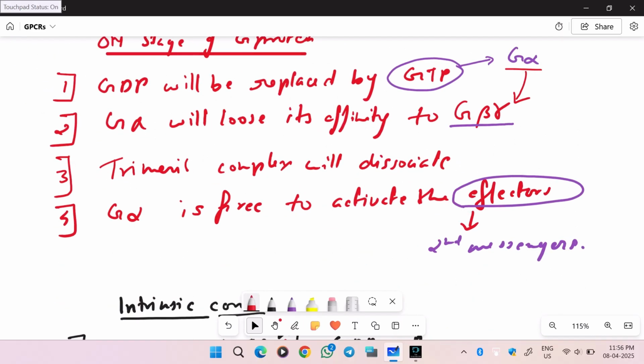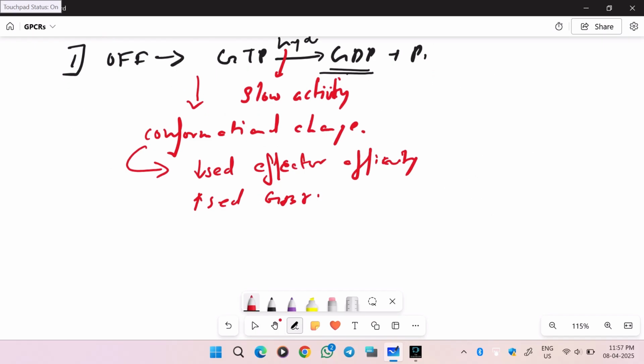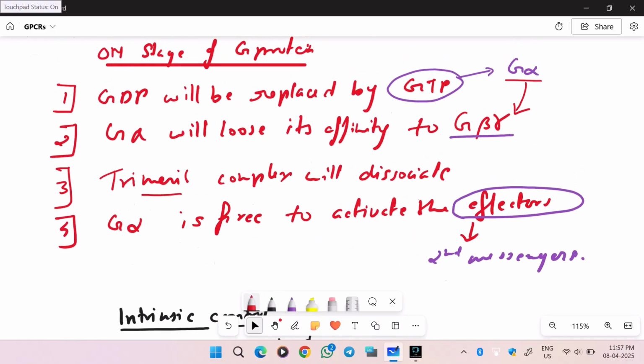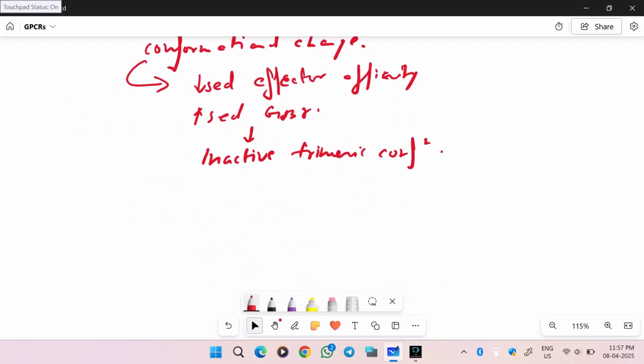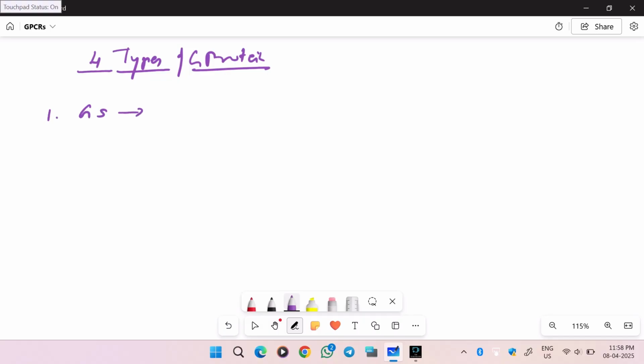The secondary messengers are no longer being produced. The G beta gamma affinity will increase, that is the trimer formation will occur, and thus it will become inactive. Okay, so it will form the inactive trimeric conformation of the G protein, right? Now this is how it gets on and how it gets off by intrinsic property. Now there are extrinsic properties which we will discuss, but before that, we will discuss something else, that is the types, or we can say flavors, of our heterotrimeric G protein, right?